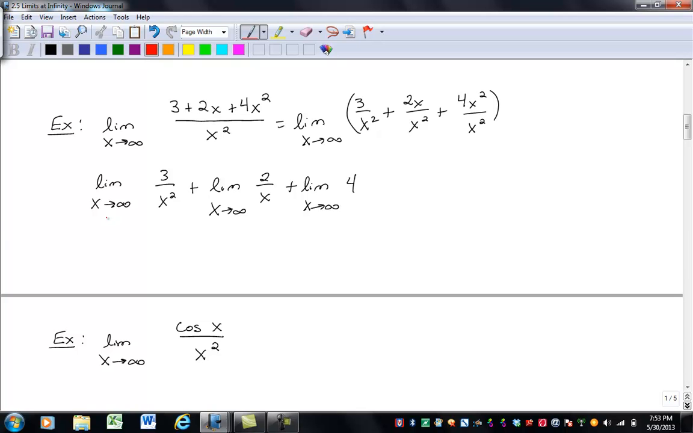Well, we know that if there are x's left on the bottom, that limit goes to 0 as x goes to plus or minus infinity. Since x is going to plus or minus infinity, this limit will be 0 because you have powers of x left on the bottom. And this last one, there are no x's to plug in. So the limit as x goes to infinity of 4 is just 4.